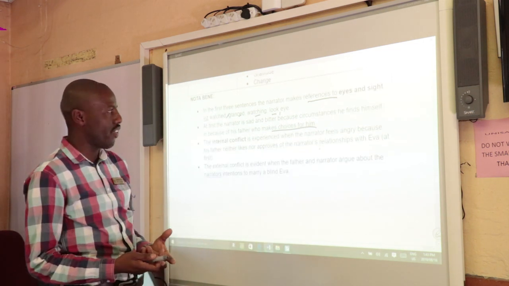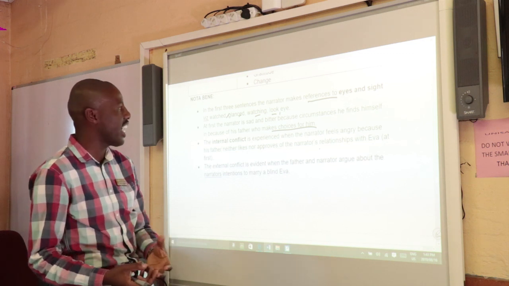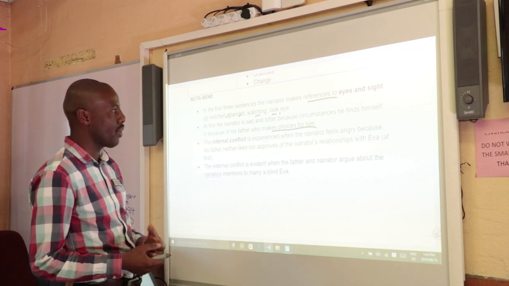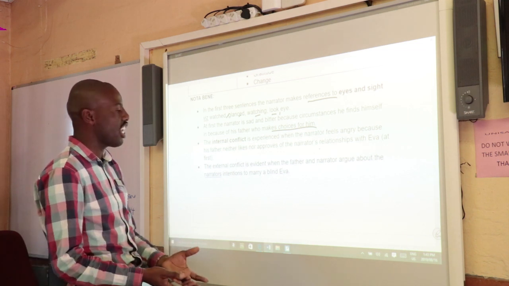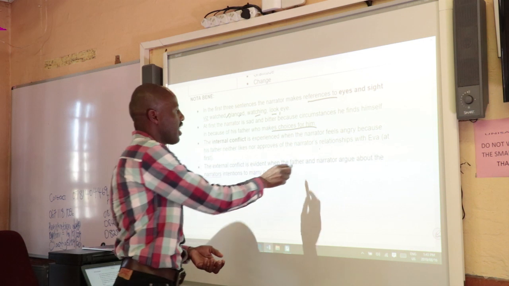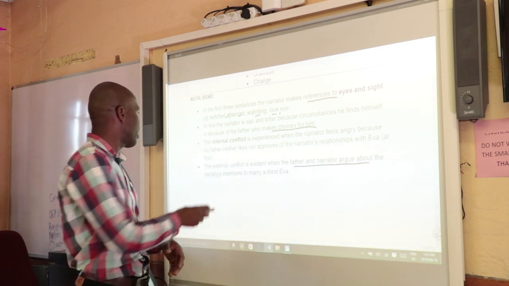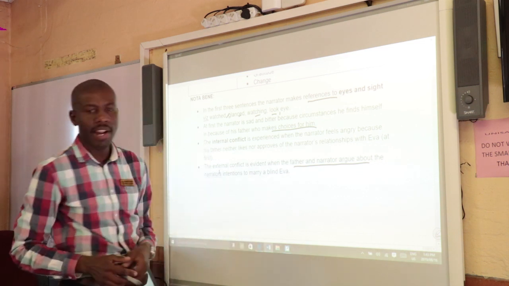There is an internal conflict which is experienced when the narrator feels angry because his father neither likes nor approves of the narrator's relationship with Eva at first. Then there's an external conflict where we see the father and the narrator arguing and fighting about the narrator's intention to marry a blind Eva.